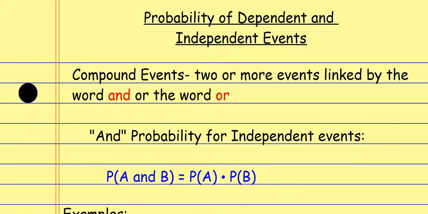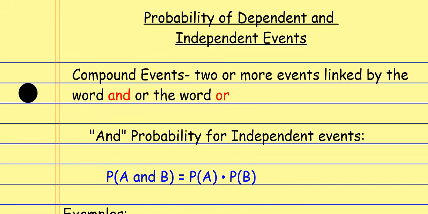Hi there, folks. Today we're looking at the probability of dependent and independent events, and really this is a category of compound probabilities, all right? So when we're talking about dependent and independent events, these are a special kind of compound probabilities. So let's talk about compound probabilities.